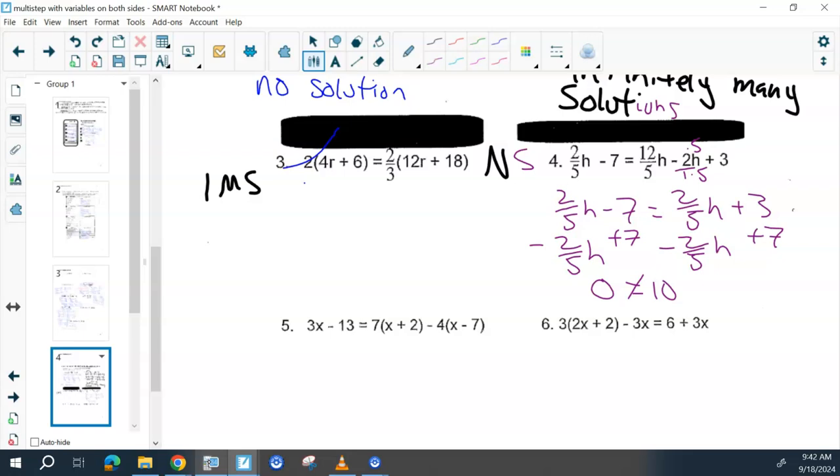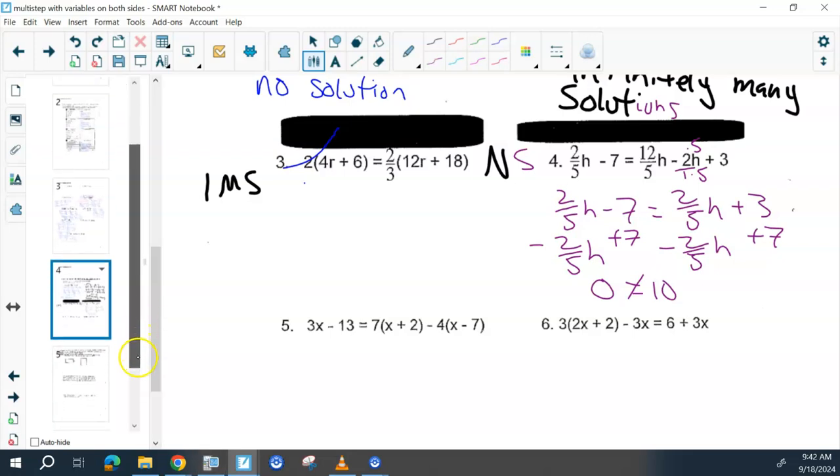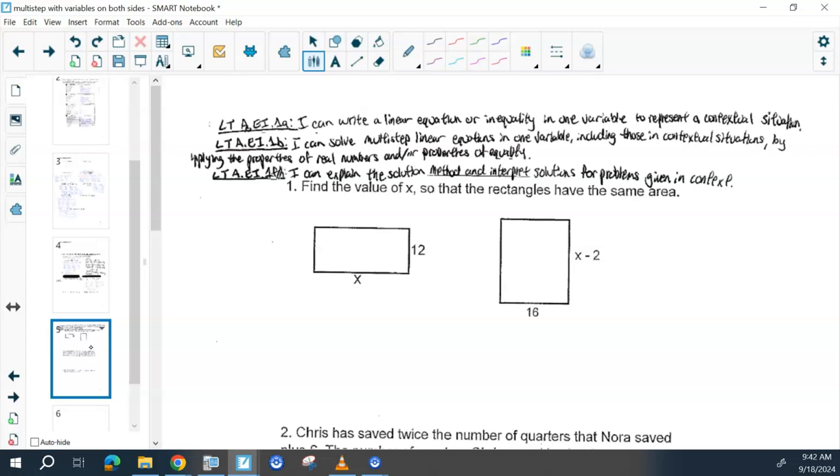I just want to do one of the problems on the back and then show you how to check this in Desmos. And then you guys will have time to practice Delta Math and other things. So we'll do number 1. Find the value of x so that the rectangles have the same area.